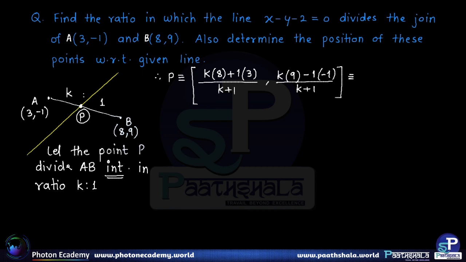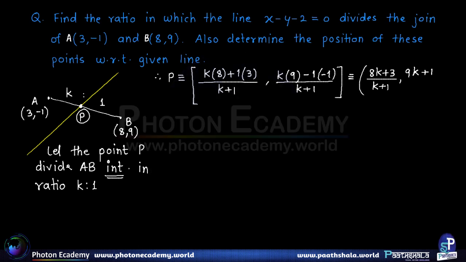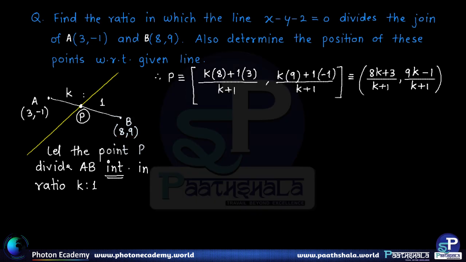So that corresponds to (8k plus 3) upon (k plus 1) and (9k plus 1). Sorry, here it should be plus. So in the final coordinate it should be (9k minus 1) upon (k plus 1). So you see, we get the coordinates of that dividing point P in terms of the parameter, the unknown k. But we have an additional condition now. Since we want to find k, we must find one more equation in which k can be substituted.